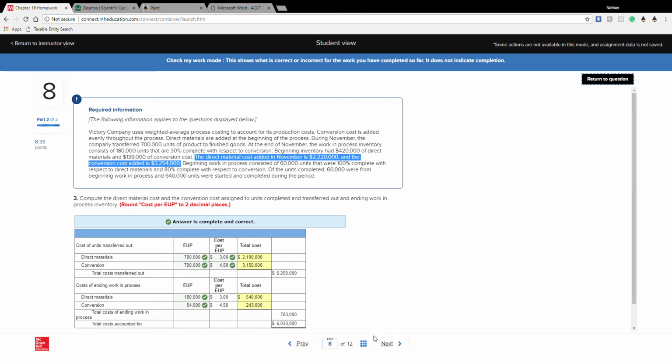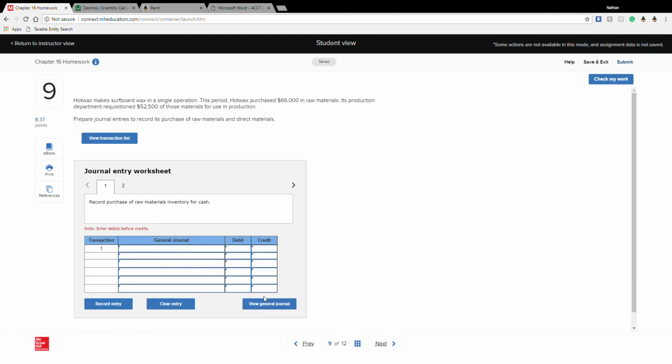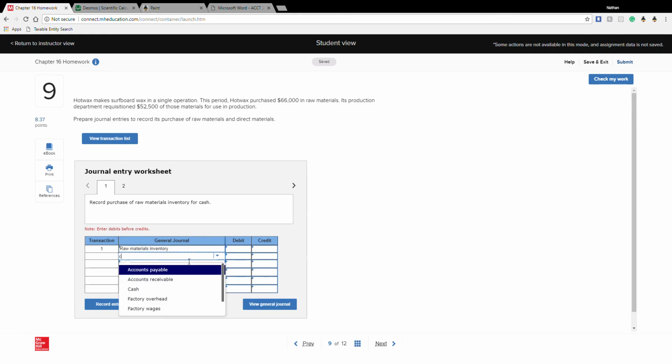So now we move on from all this EUP stuff and go to awesome journal entries. Journal entries, woo! Only 4 questions have actual journal entries. So we went from the hardest part of chapter 16 and now we're going to what should be familiar territory from chapter 15, just throwing in a process cost method. So first off, record purchase of raw materials for cash. Well, again, what did we take over in ownership? Should be the raw materials, and we paid out cash.